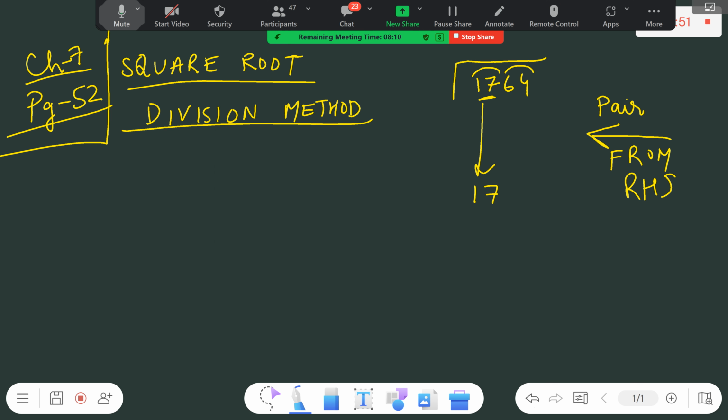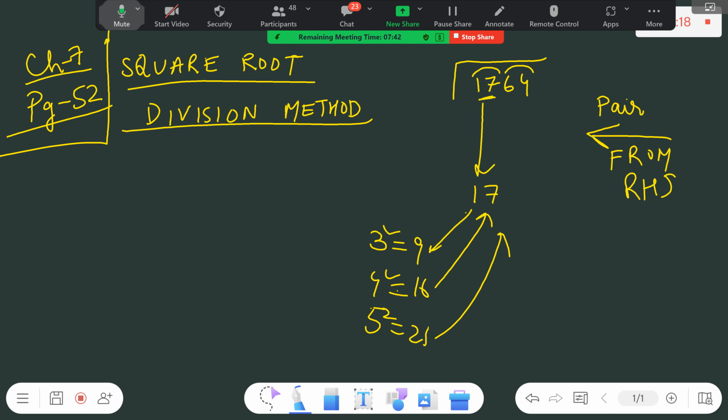Square of a number. What is that number? Let us see. What is 3 square? 9. We still have a lot of gap between 9 and 17. What is 4 square? 16. Very close to 17. What if you take 5 square?